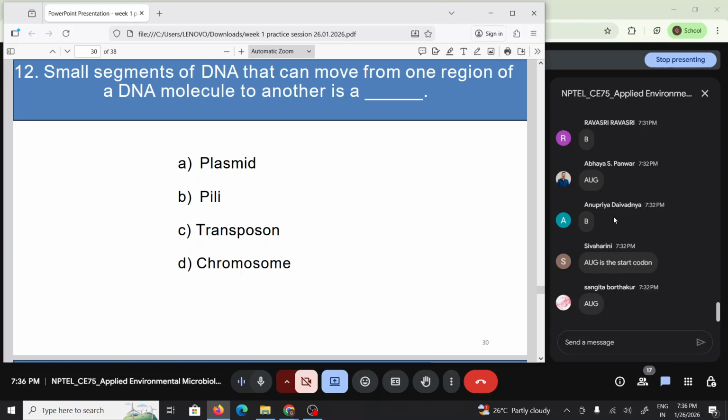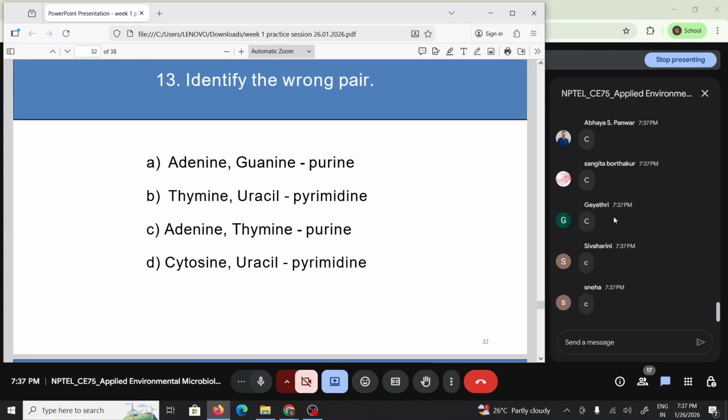One more question related to this nucleic acid stuff. The small segments of DNA that can move from one region of a DNA molecule to another are called what? I hope this is pretty simple compared to the other questions. Exactly, transposons or jumping genes. Another question to brush up your basics: identify the wrong pair.